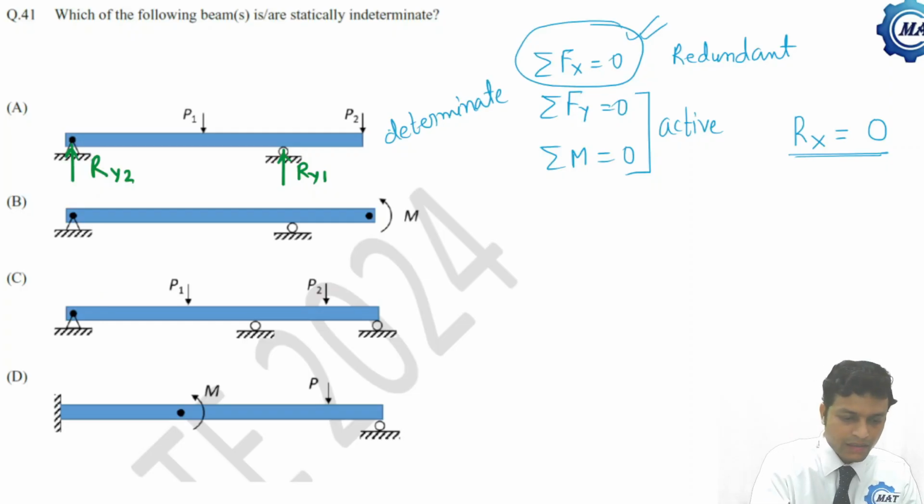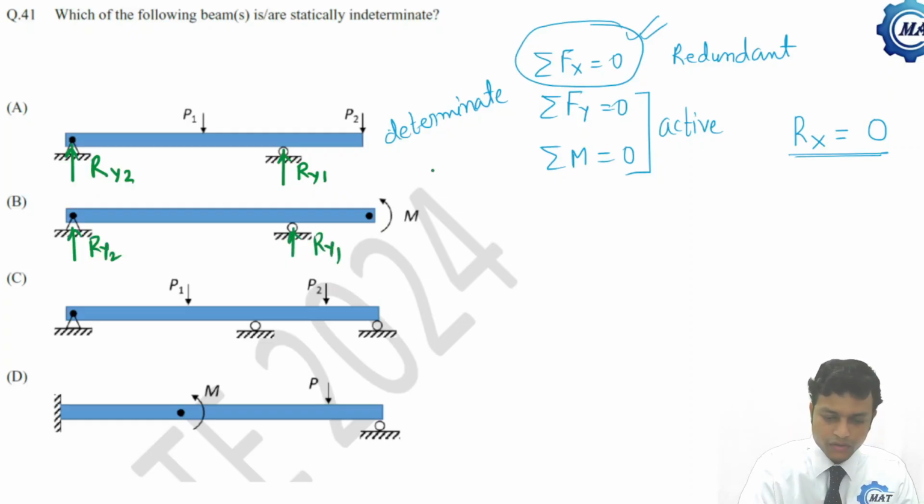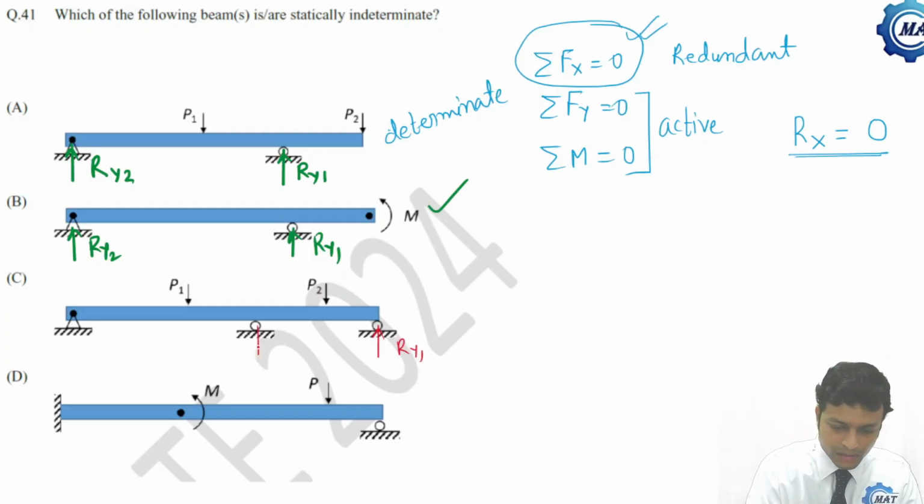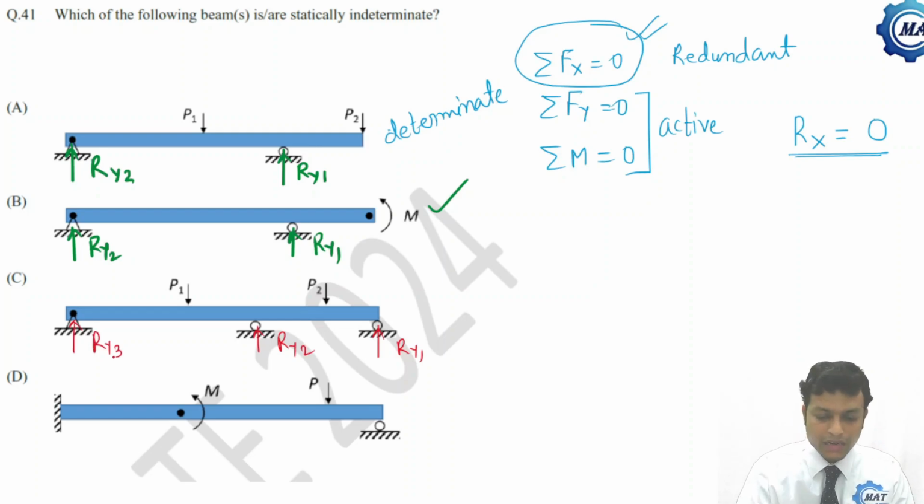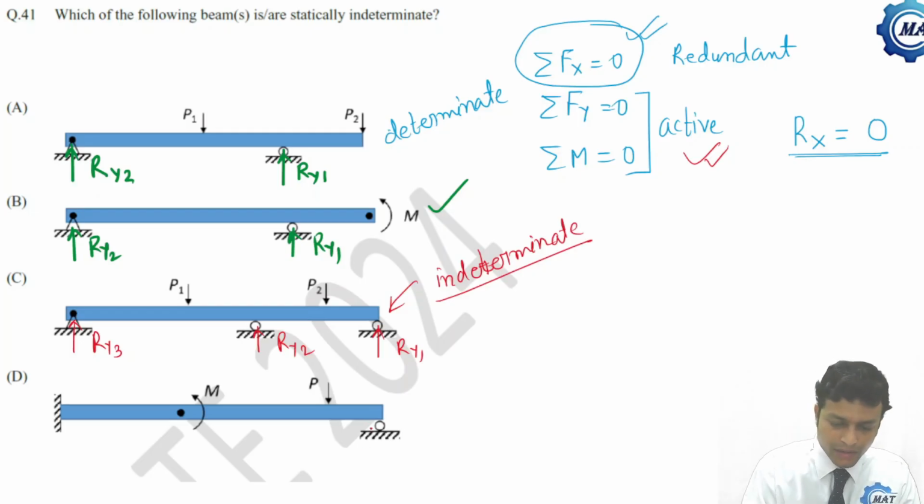For the next, the same thing is happening. Here Ry2, here Ry1. So this is also determinate. Now the third one: Ry1, Ry2, and here also another Ry3. So how many unknown reactions? 3 unknown reactions and 2 active equations. So this is indeterminate.